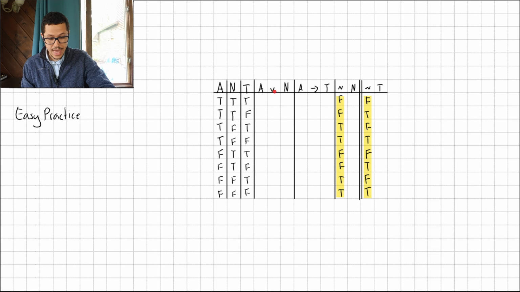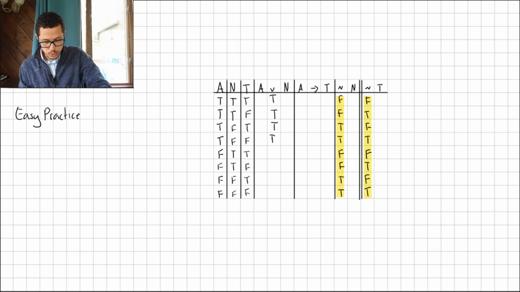So we have A or N, right? We know that a disjunction is false if and only if both disjuncts are false. Otherwise, it's true. So if either one, A or N or both, are true, then the disjunction is true. First row, we have both true, so this will be true. Second row, both true, so this will be true. Third row, A is true, so this must be true. Fourth row, A is true, so this must be true.